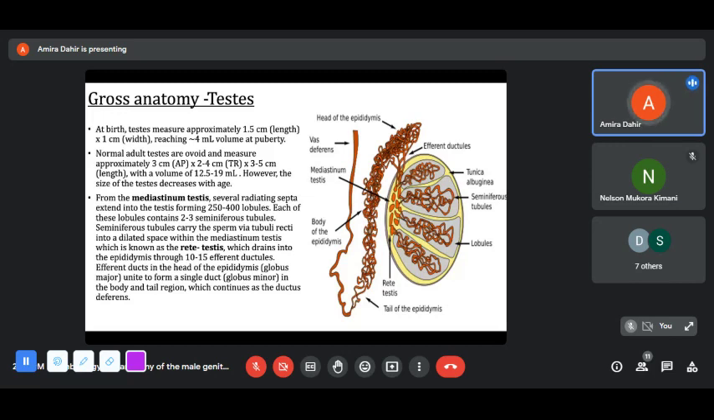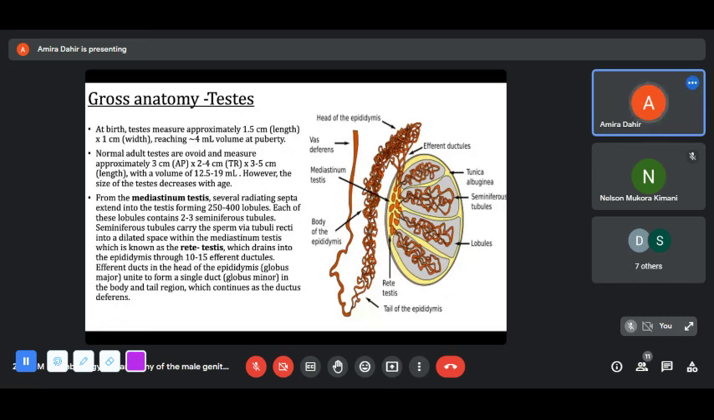But we know that the size of the testis decreases with age. Now we have the mediastinum testis, and from the mediastinum testis, we have several radiating septa extending into the testis, forming 250 to 400 lobules. Each of these lobules contains 2 to 3 seminiferous tubules, and these seminiferous tubules carry the sperm via tubuli recti into a dilated space within the mediastinum testis, which is known as the rete testis, which drains into the epididymis through 10 to 15 efferent ductules.